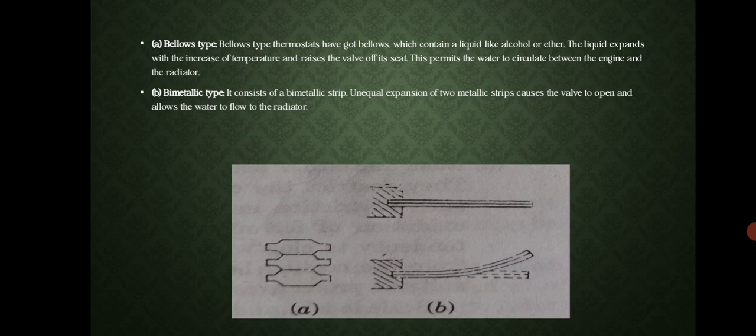Bellows type thermostat has got bellows which contain a liquid like alcohol or ether. The liquid expands with the increase of temperature and raises the wall of its seat. This permits the water to circulate between the engine and the radiator. Bimetallic type. It consists of a bimetallic strip. Unequal expansion of two metallic strips causes the valve to open and allow the water to flow to the radiator.